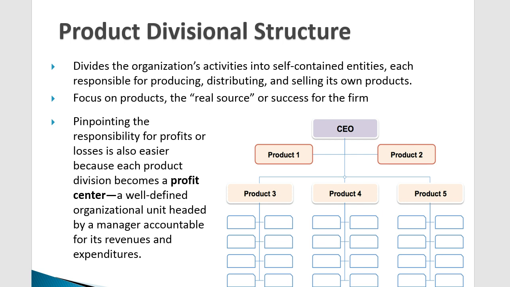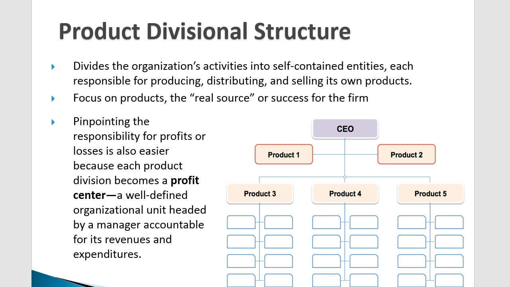If you have a company that's pretty large, you may want to break the company up by its product division. So you could have self-contained entities, each responsible for producing, distributing, and selling its own products. You could have something like Pepsi-Cola. They have their beverage division and their food division. Product one, product two could be their beverages or their food. A big area for them is chips and snacks. They also have the Quaker Oats brand. So those could be two examples of two different product divisions.